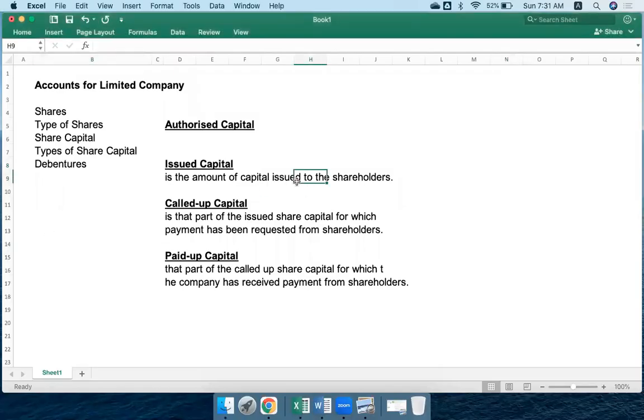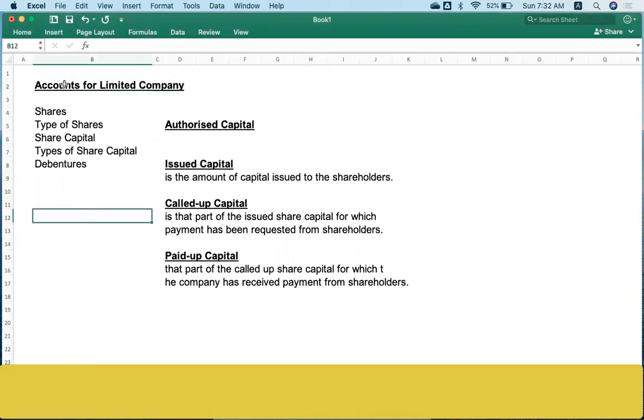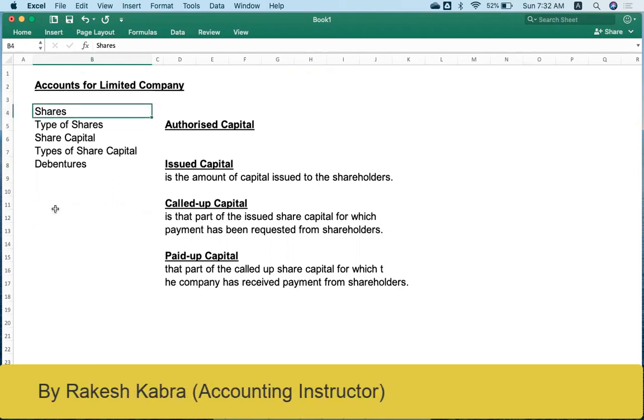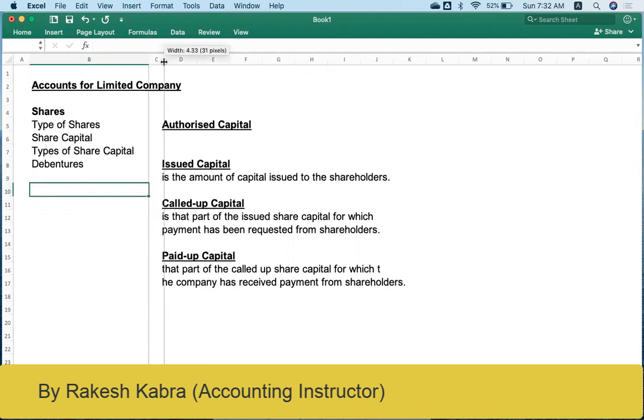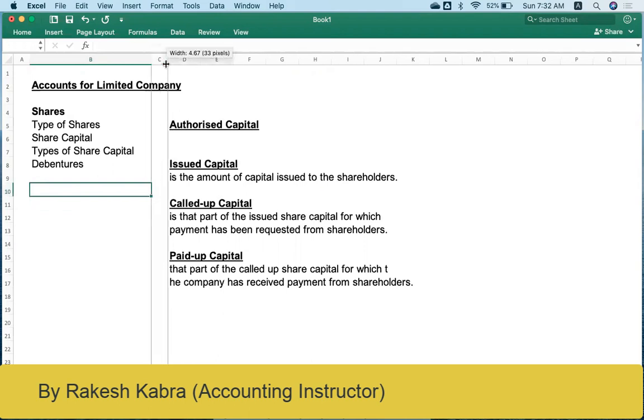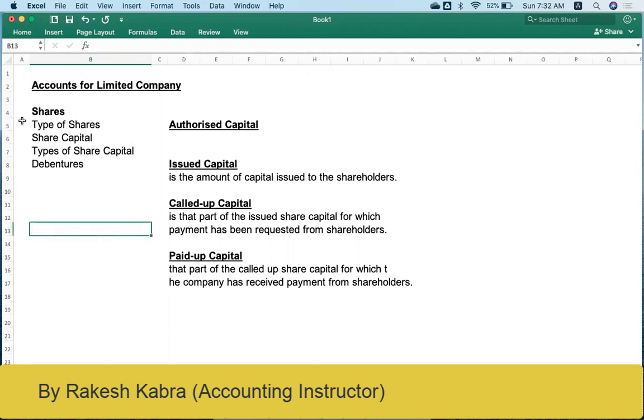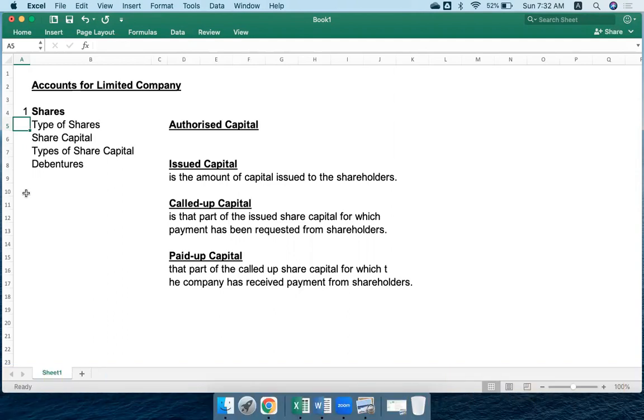So last time what we discussed, we started one chapter, accounts for limited company, and we learned the meaning of shares, right? Why does a company issue shares? So that multiple people can invest small amounts instead of a limited number of people having to invest large amounts. Because a limited company requires huge funds, isn't it? It is very risky for one or a few people to invest the entire amount. So how will the company arrange the funds from the market? By issuing shares.